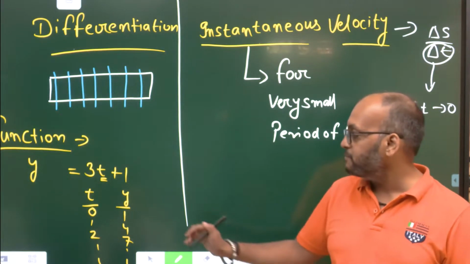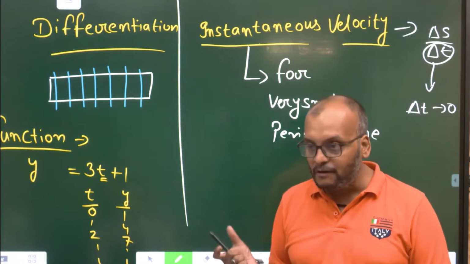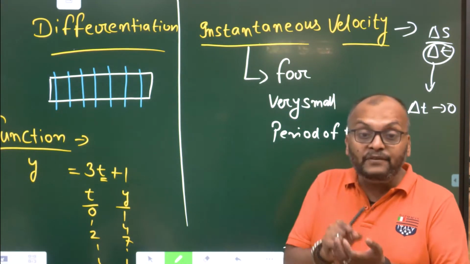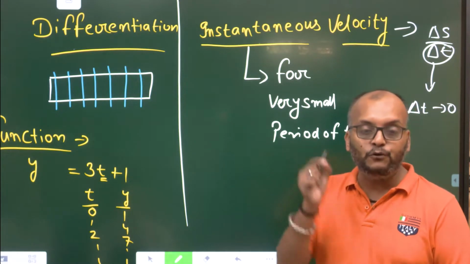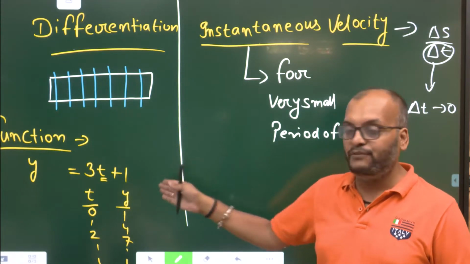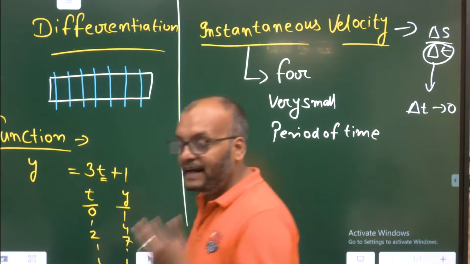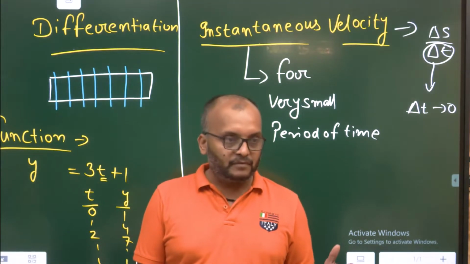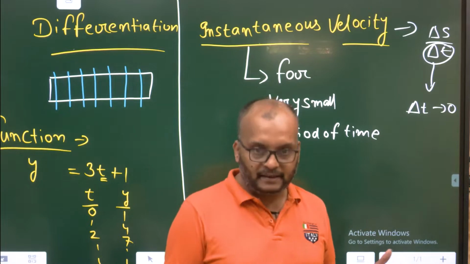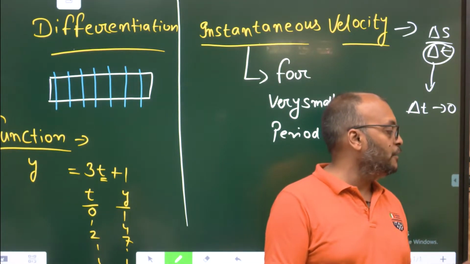I don't mean this one number. For 1, y is having 4 as a value. So for every different value of t, y is having different values. Values of y are not getting repeated for different values of t. So y is a function of t. Y is having different values for every value of t.